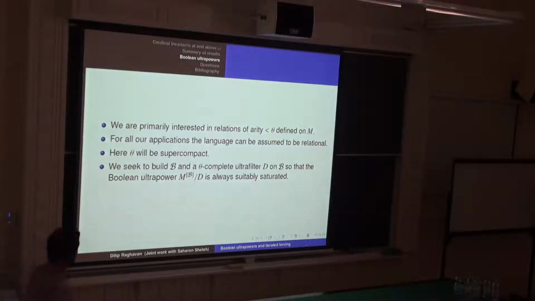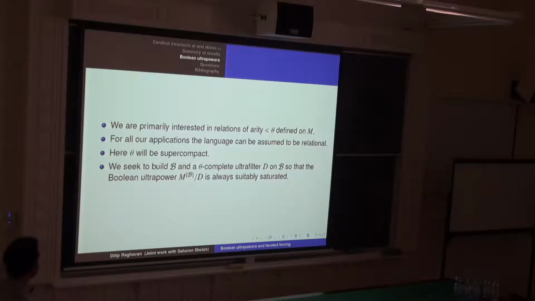Okay, we're primarily interested in relational structures. We're generally interested in realizing and omitting types in L theta theta logic, where theta is some supercompact cardinal. We're dealing with L theta theta logic, and we're interested in omitting and realizing types in that. And we're primarily interested in relational structures, so M will just have several relations of arity less than theta defined on it.